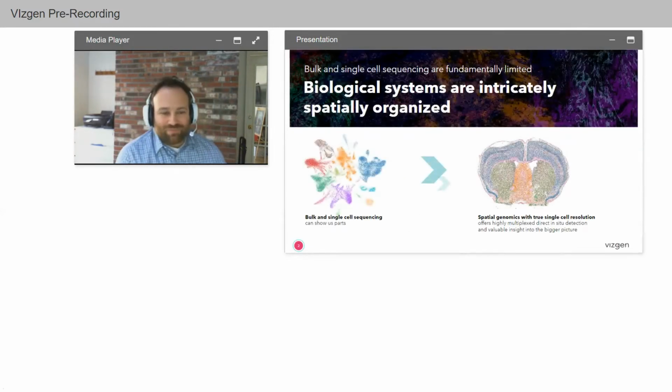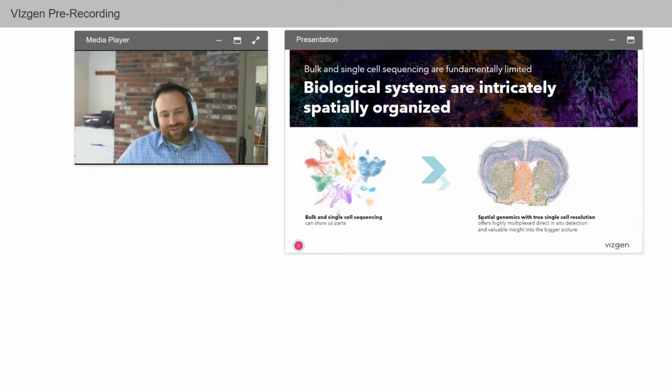Biological systems are intricately spatially organized. Right now, we have tools such as bulk and single cell sequencing. These can show us parts of a biological system, but they can't show us the entire picture. They can give us information on what is going on at the tissue level, but they can't show us how cells are spatially organized.